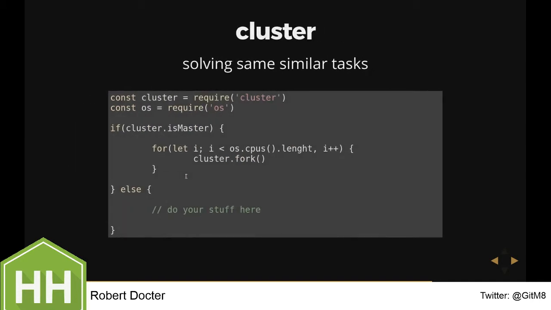And last but not least, the cluster module. It works exactly the same as fork, but is especially designed to solve a similar task. The best example is a web server: you have one master process which spawns a number of CPU child processes which do the heavy lifting, and then you just hand down your request object from your main process to your child process. End of story.